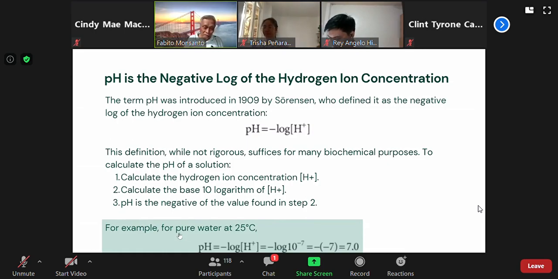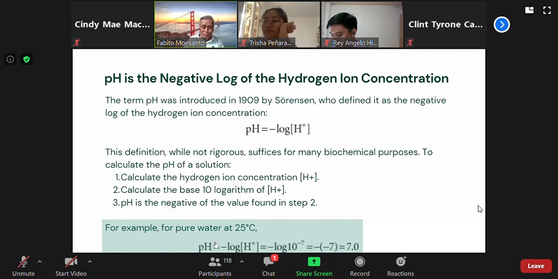So, pure water at 25 degrees centigrade. Now, this is not the average room temperature. This is the room temperature in the United States. That's where the books came from. What is our normal room temperature? It is not 25. It's higher than that. Sometimes it reaches 32, 36, or even 40.